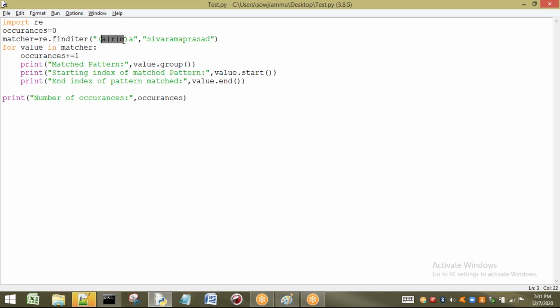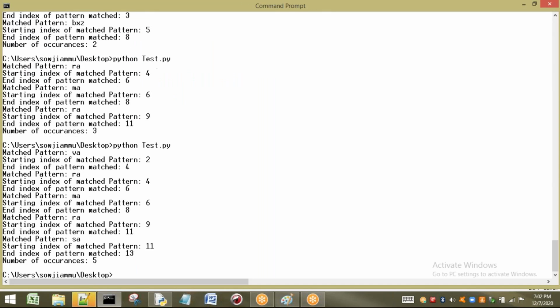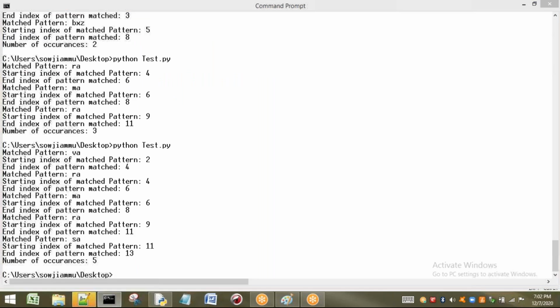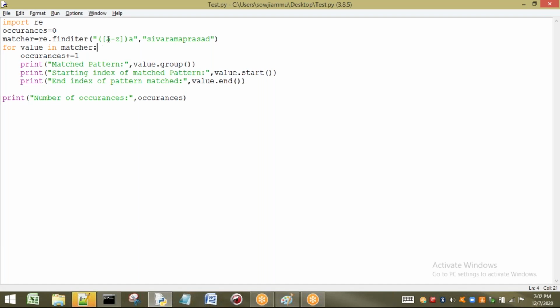So for this I will take one more example. Here I am going to write just A to Z. Observe carefully. If you see the output, you will get clarity on this. So how many occurrences are there? 5 are there. The meaning of this is anything from A to Z can be there, and after that, A should be there.